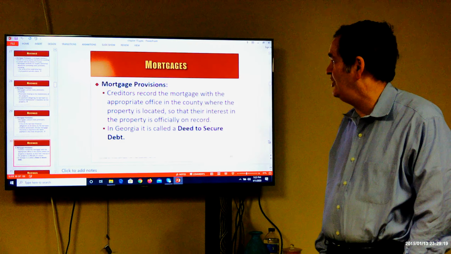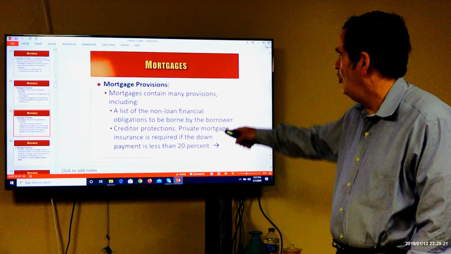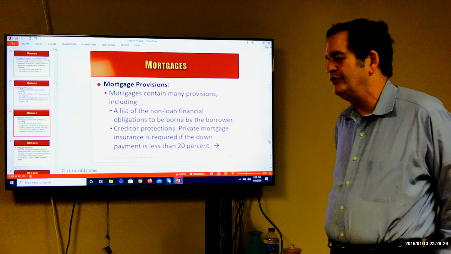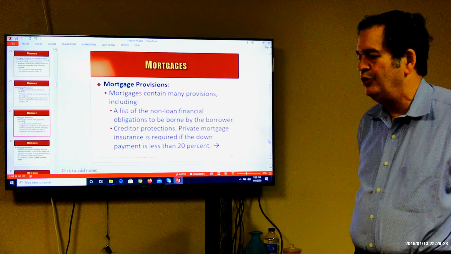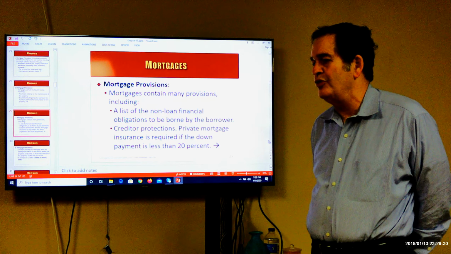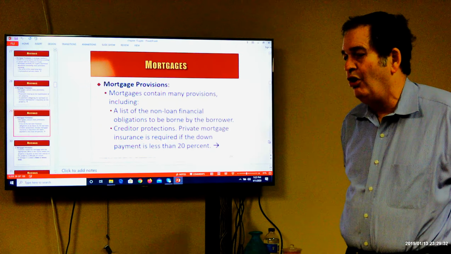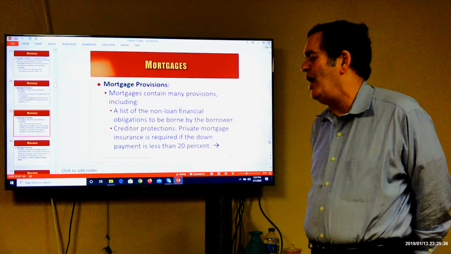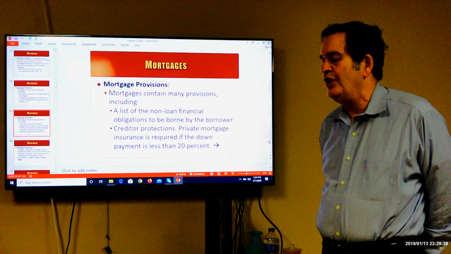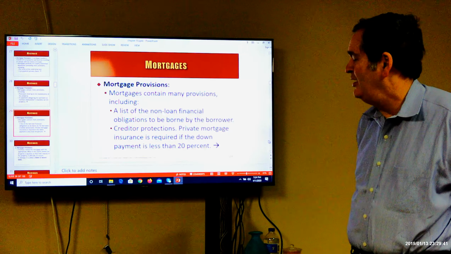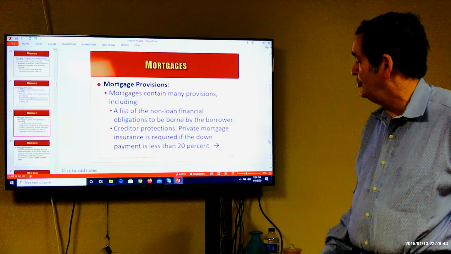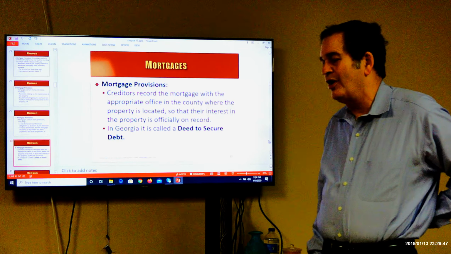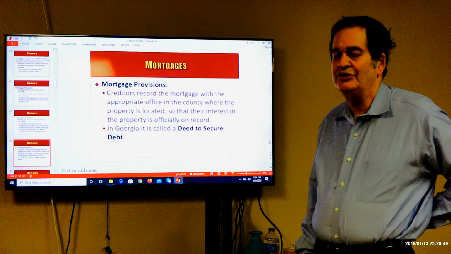There are other protections that exist. One of them is called private mortgage insurance. If you buy a house, for example, and you can't put down a down payment of more than 20% of the cost of the house, the mortgage company will make you buy this extra insurance so that if you default, the bank gets coverage from the insurance. Now in Georgia, we don't call a mortgage a mortgage. You know how Georgia likes to do everything different.